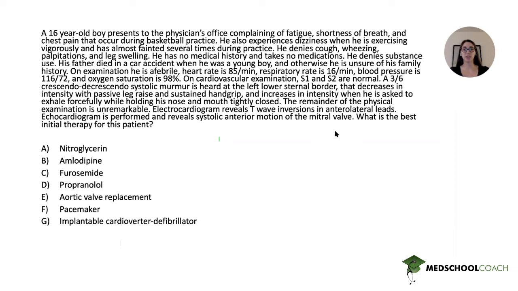And today we'll be reviewing a Step 2 CK cardiology question. So let's start by reading the stem.